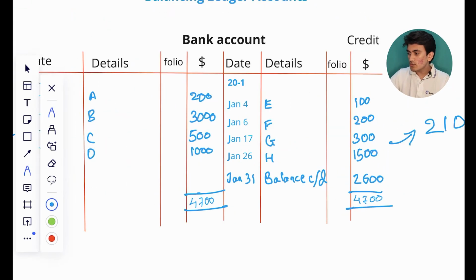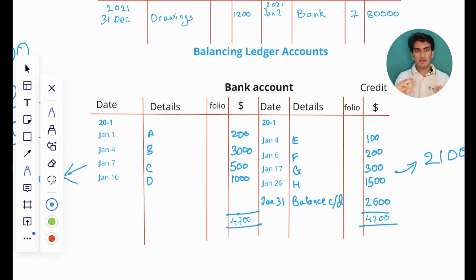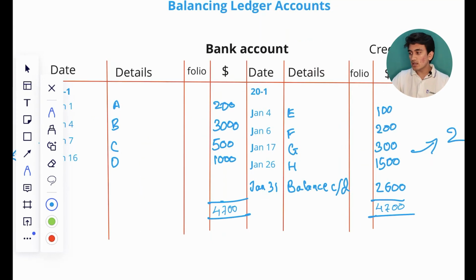4700. So what this means is that there were several transactions that took place in the bank account where the bank account received in total 4700, and in the month of January the bank account gave out a total of $2100. So how much is left in the bank account? That'll be the difference between the two, which is 2600. So that's what we calculated by balancing a ledger account. So as you can see, on 31st January we balanced 2600.